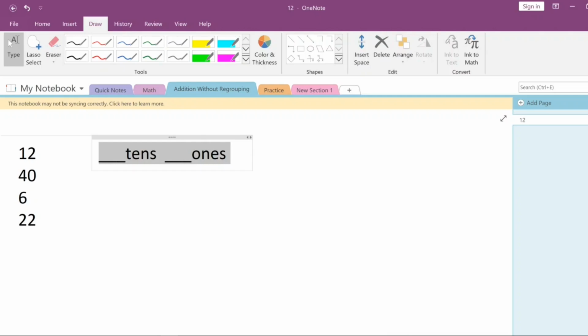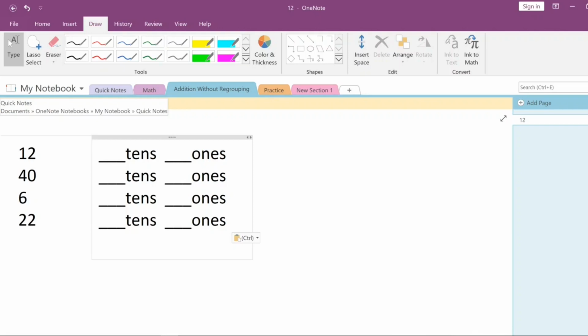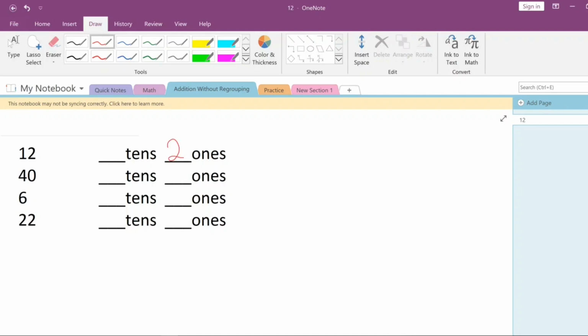The first number, we've got 12, we've got 40, we've got 6, and we've got 20. With the first number here, which do you think is ones and which do you think is tens? So if you think that 2 is ones, right, you've got it correct. So 2 is ones and 1 is tens. How about the next number, which is 40? 0 is ones, 4 is tens.